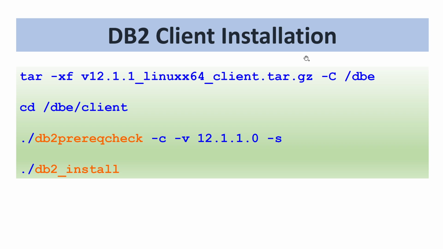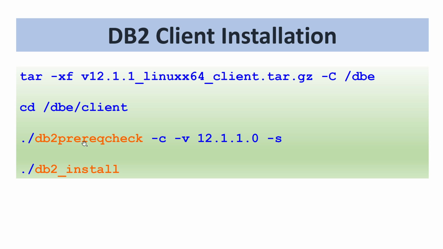To install the client, this is the client that I'll be installing. This is the zip package. Untar that package, and once you untar it, you will find a subdirectory called client. In that subdirectory, you will find db2prereqcheck. As I mentioned, this utility will allow you to find out if the system is suitable for the installation, whether it has all the packages and so on.